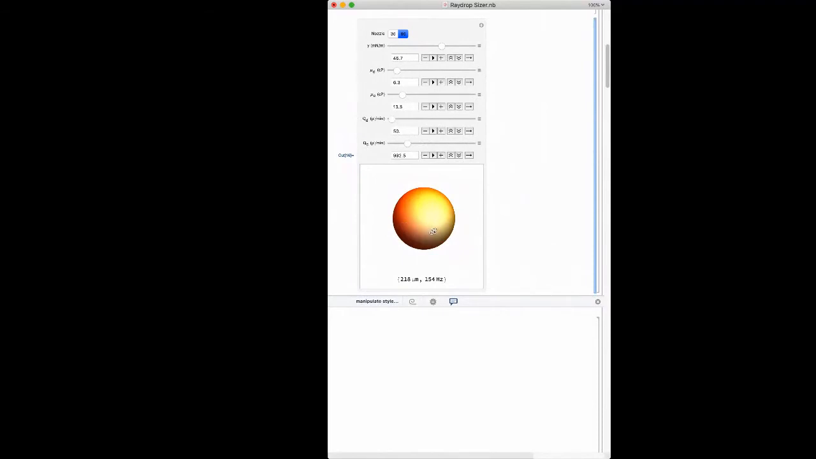Okay, so this is what we call the Raydrop sizer. It gives you, with the parameters, a good idea of the size of the droplet you will get, depending on the couple of nozzle you choose, based on those parameters. Okay, I'm done. Thank you.